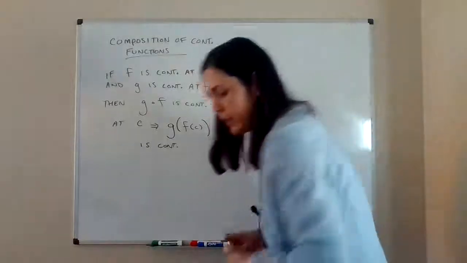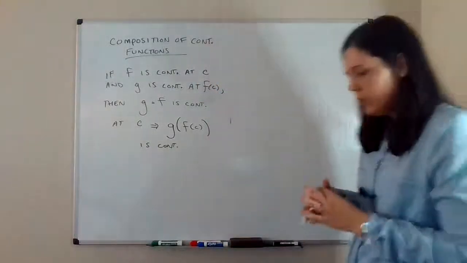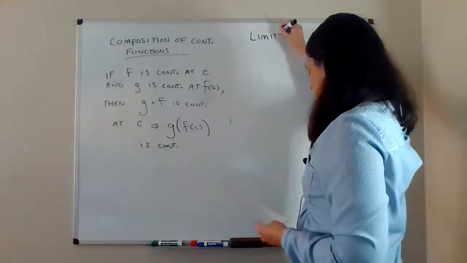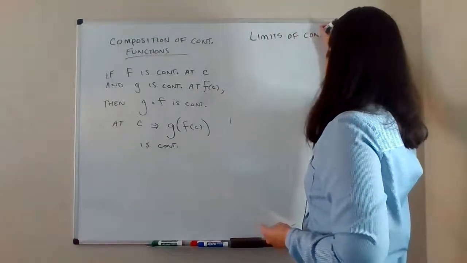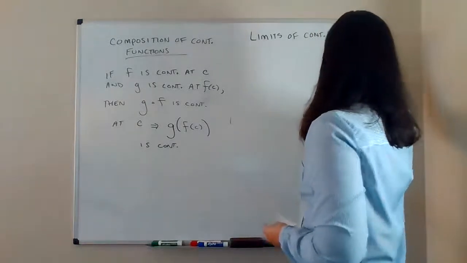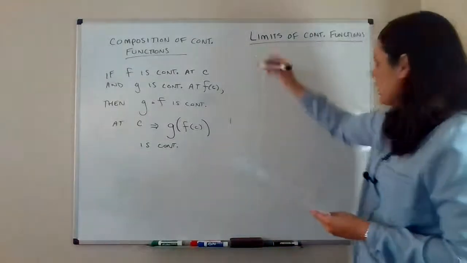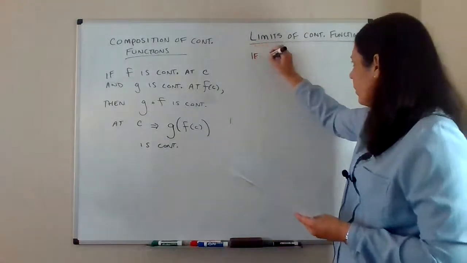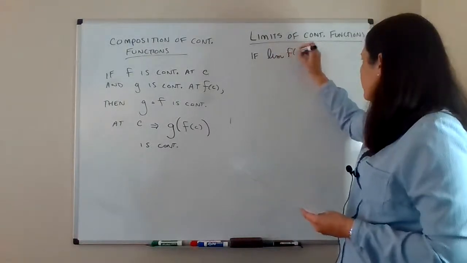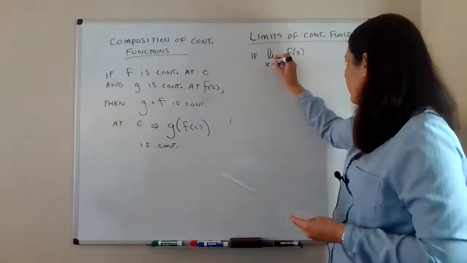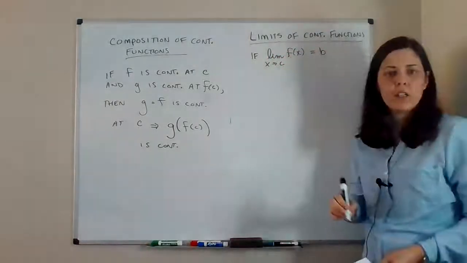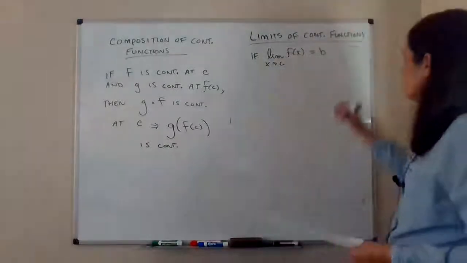Okay, so let's mention something about the limit of continuous functions real quick. So, limits of continuous functions. And here's my background sentence really quick, my if part. If the limit of f of x as x approaches c is equal to some number, I'm going to go ahead and call that number b. Okay, so it's equal to b.